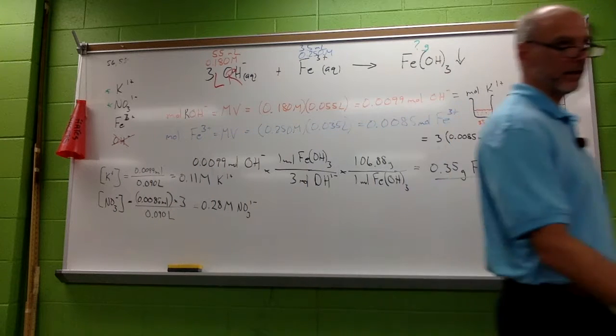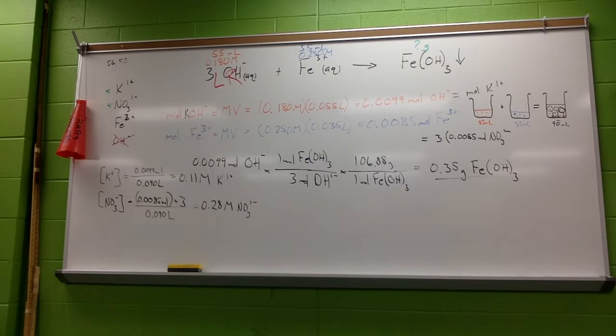We know there's no hydroxide left. The only thing left is iron, but this is where it gets a little interesting, because iron was part of the precipitate, and there was also the excess reactant. So some of it precipitated, some of it stayed behind in solution.